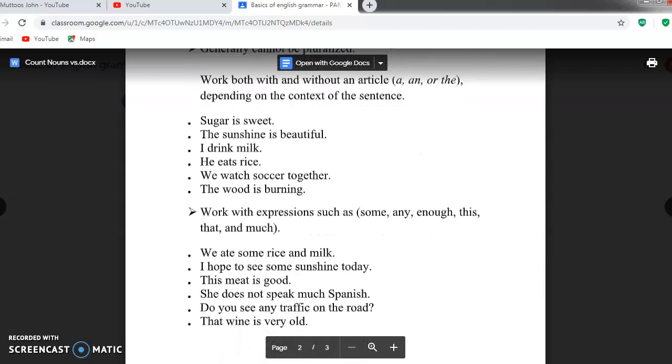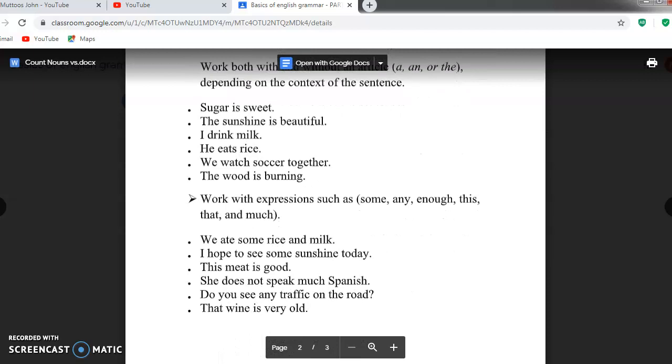And so on. But you can add some expressions like some, any, enough, this, that, and much.